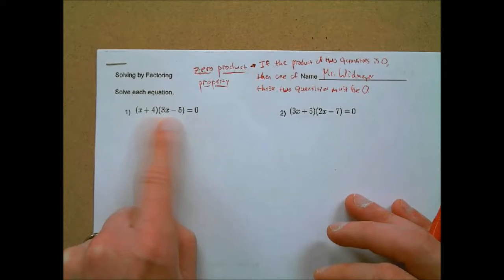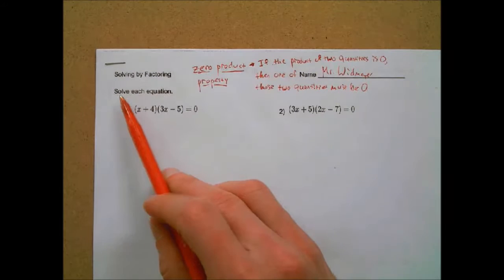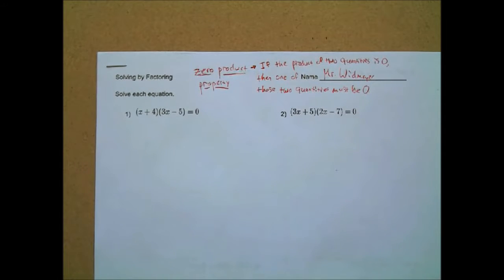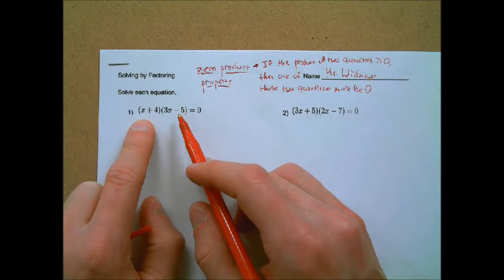Okay, right here. You've got x plus 4 times 3x minus 5 equals 0. And the directions now say solve each equation. Okay? And we know to solve an equation, what do we want to do with our x? We want to have x by itself. X equals something, right? So if you look at this, this is kind of funky to think about how we might go about getting the x by itself here, right?